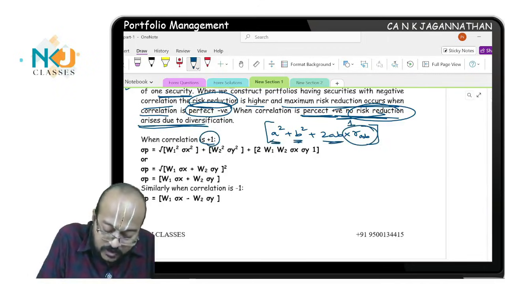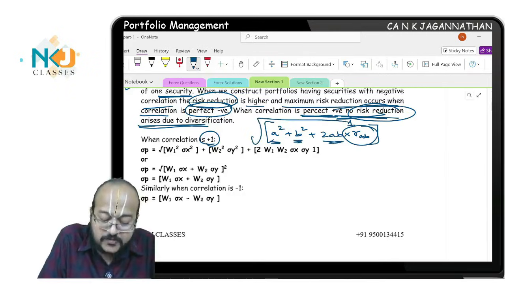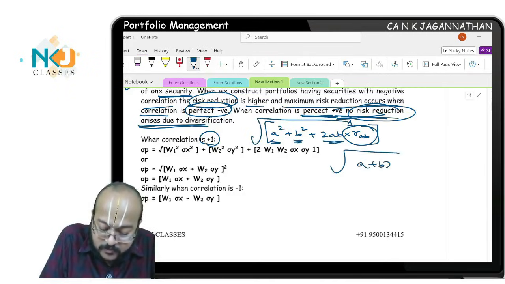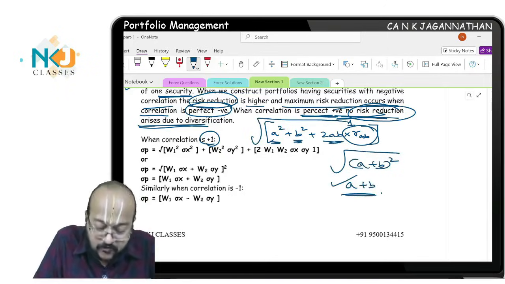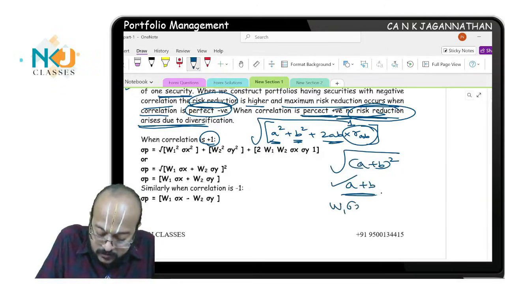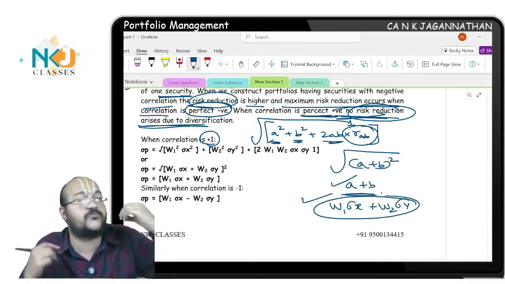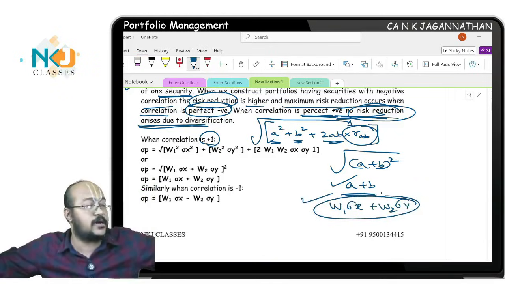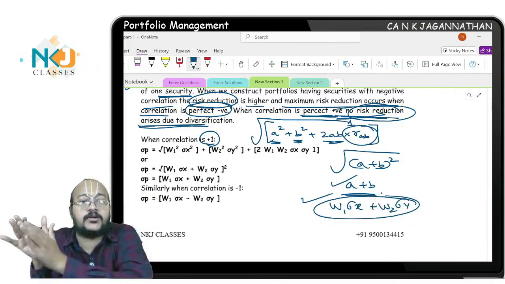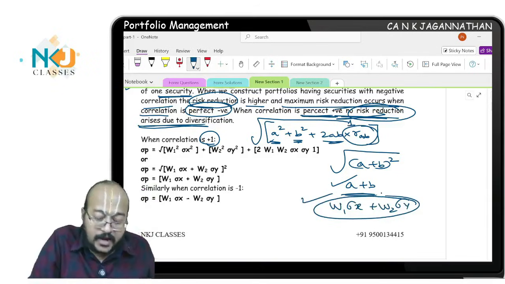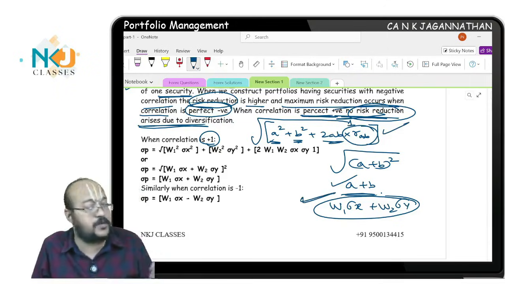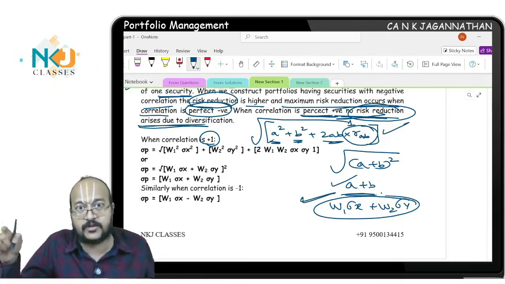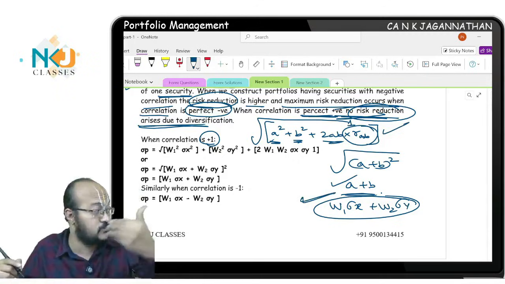The square root of A square plus B square plus 2AB is nothing but the square root of (A plus B) whole square, which means simply A plus B. A plus B means weight 1 sigma x plus weight 2 sigma y. This will become the portfolio risk formula. The big formula can be simplified because R is +1. You substitute the +1 there, it will simply become A plus B the whole square. Simplify it, you will get weight of x into sigma x plus weight of y into sigma y.